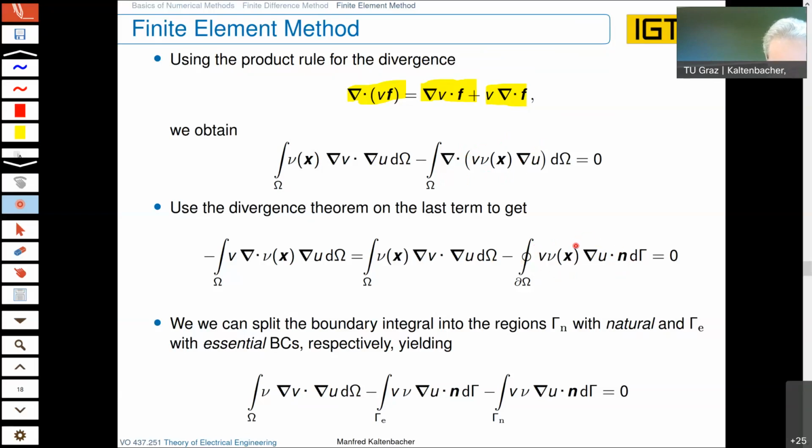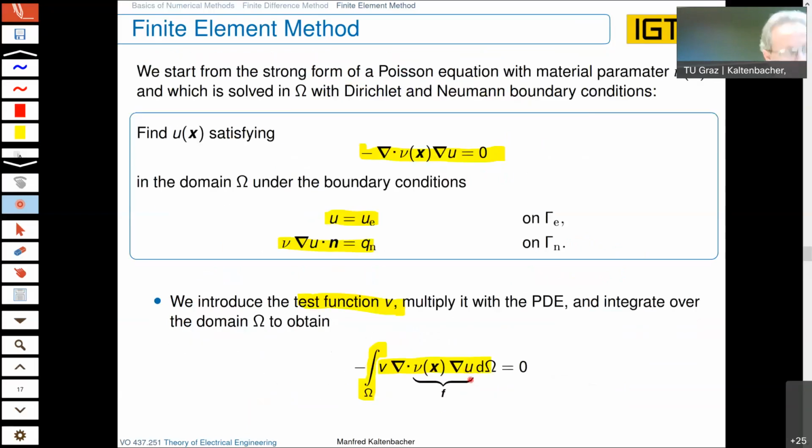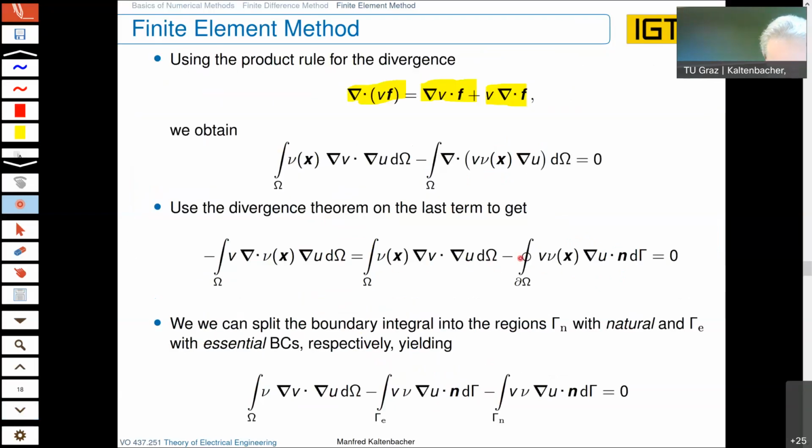And what is the difference between this term we have obtained by multiplying this test function and integrating over the domain, and this expression here? Two important things we see. First of all, the material parameter gets rid of any spatial derivative. So we will have no problems with space-dependent material parameters, or with jumping material parameters between subdomains. This is very important that we see this.